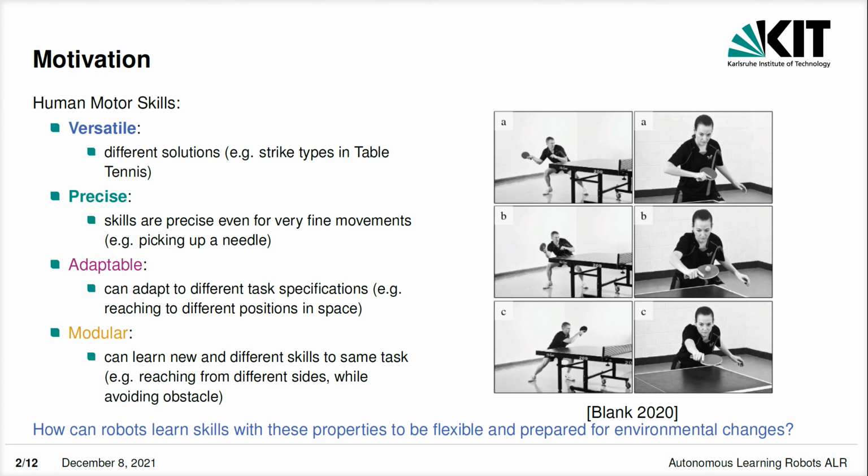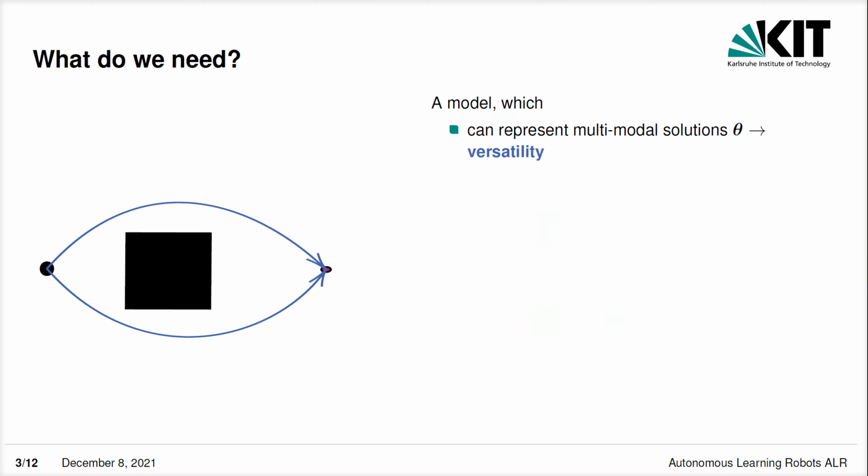And finally, we can learn new and different skills for the same task. For example, reaching a target from different sides while avoiding an obstacle. Thus, we can easily extend our skills, enabling us to have modular motor skills. The question we ask ourselves is, how can robots learn skills with these properties in order to be flexible and prepared for environmental changes?